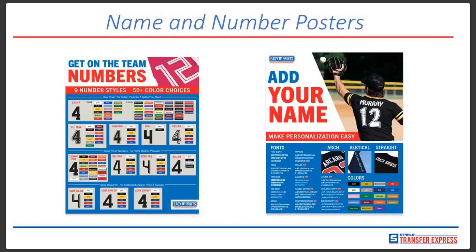Then on the right there, we can show them an example of what the names are going to look like, the different font styles they can choose from, and the different colors as well. And they can choose from an arch, vertical, if you're going to go down like a pant leg, or down on a long sleeve, or straight across.